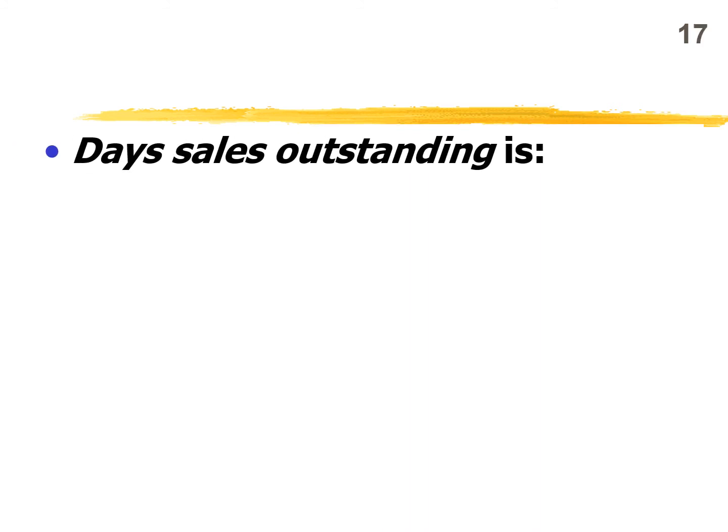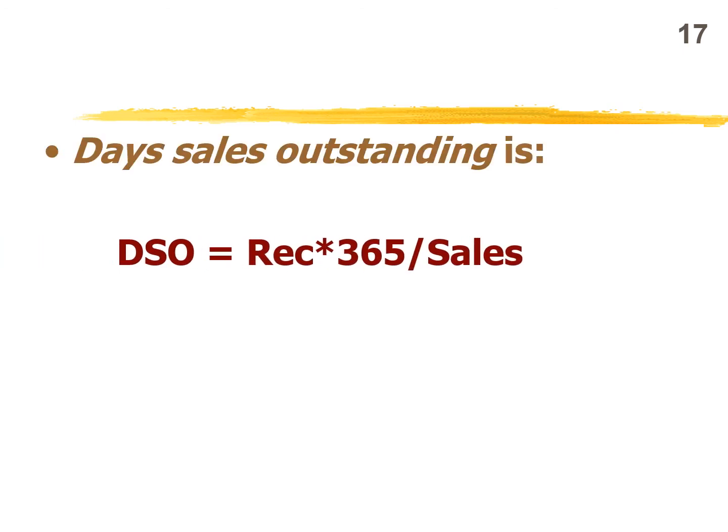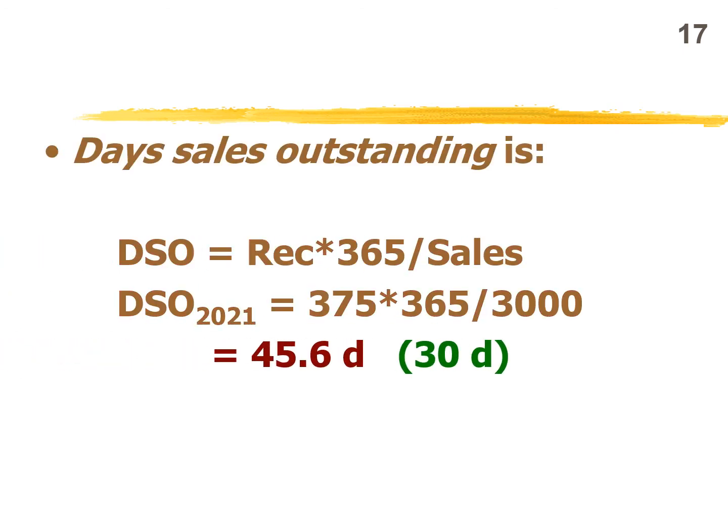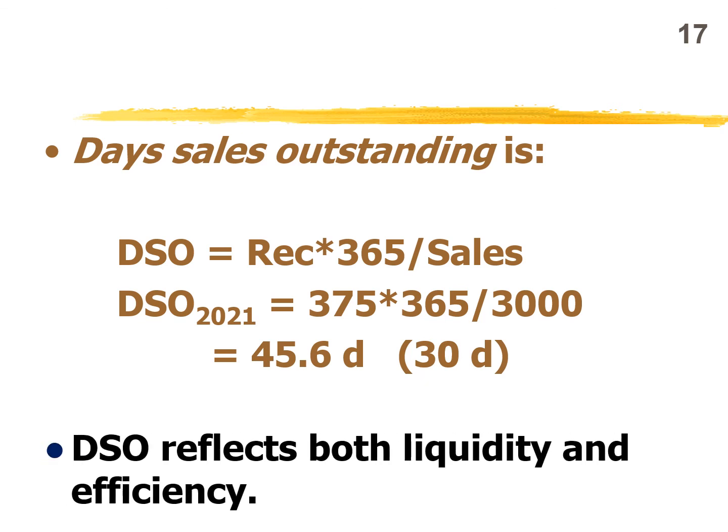Day sales outstanding is also considered an efficiency ratio. It reflects the collection efforts of management. We average collecting in 45.6 days, while the average company averages collecting in 30 days. So day sales outstanding not only reflects the quality of receivables as a liquidity ratio, it also reflects the efficiency of management in collections.